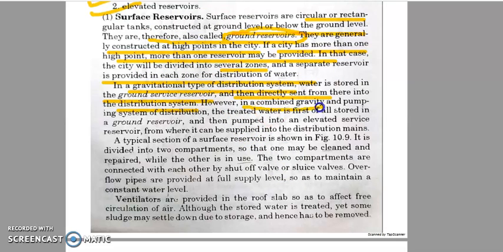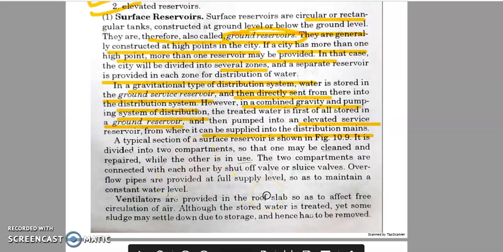And in case of combined gravity and pumping system, the treated water is first of all stored in the ground reservoir, and from there it is pumped into an elevated service reservoir. Right, from ground to elevated service you are pumping, and from there it is supplied into the distribution mains by the action of gravity. So therefore it is combined gravity and pumping system.